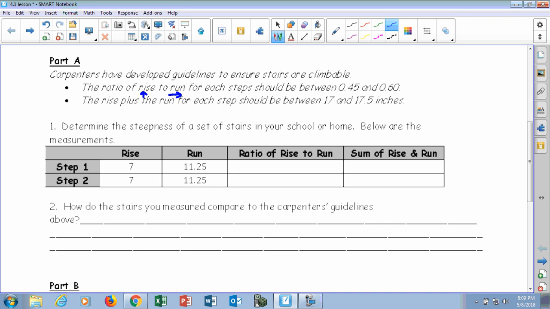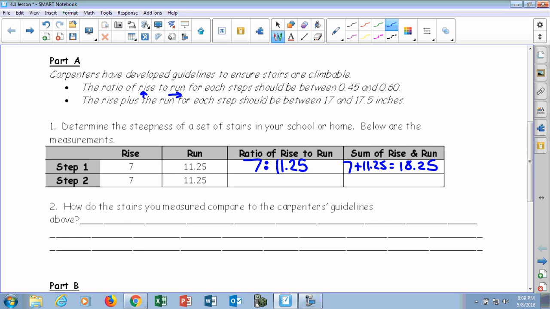So determine the steepness of a set of stairs in your school or home. Well, we're not going to do that. We're going to use what they gave us here. So below are the measurements. This is pre-done for us. So the ratio of rise to run. Well, the rise is 7. Now to write a ratio, we use a colon. And then the run is 11.25. If we add these together, 7 plus 11.25 is 18.25.